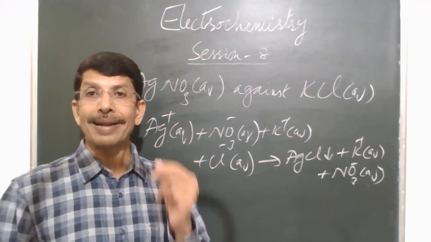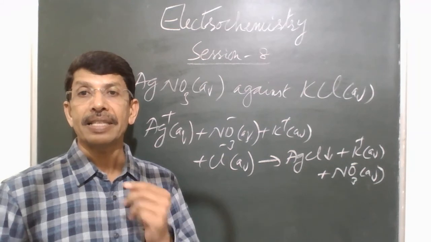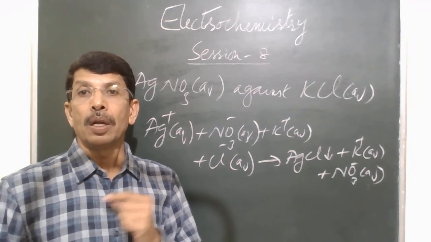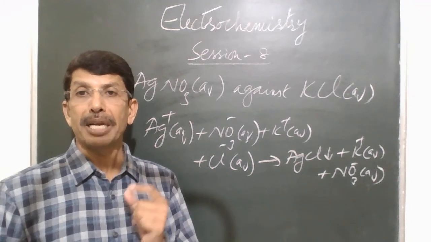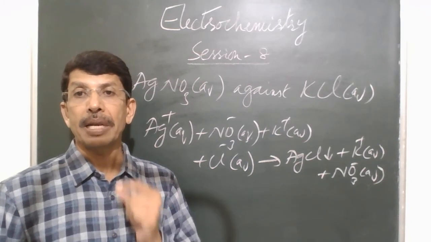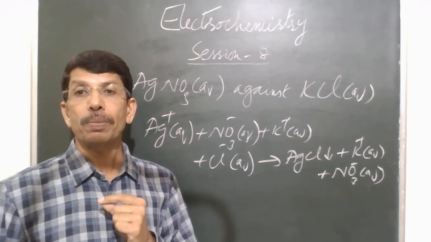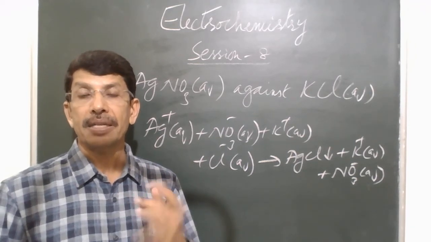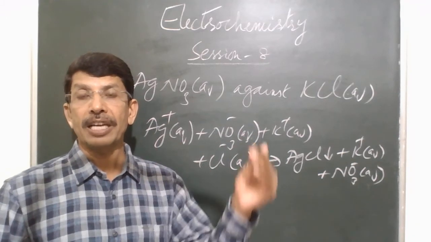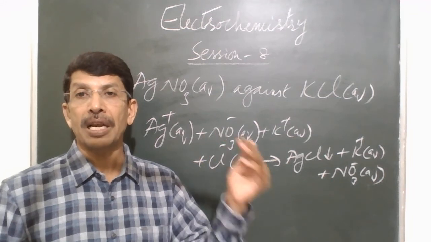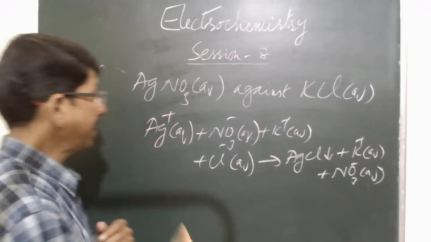The principle underlying the precipitation titration of silver nitrate against KCl is that the EMF of the cell made up of silver electrode and calomel electrode goes on decreasing with the gradual addition of potassium chloride to silver nitrate solution. That's the principle, because silver ion concentration decreases, so the electrode potential of the silver electrode decreases, therefore EMF decreases. That's the principle. So now let us see.